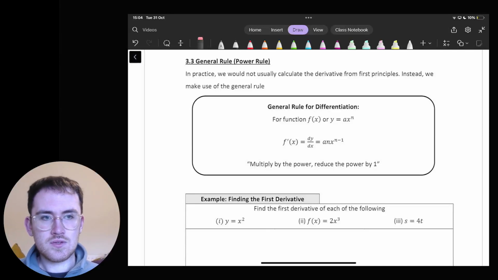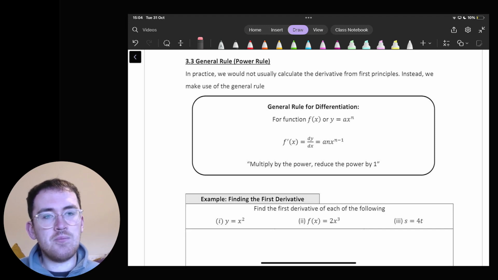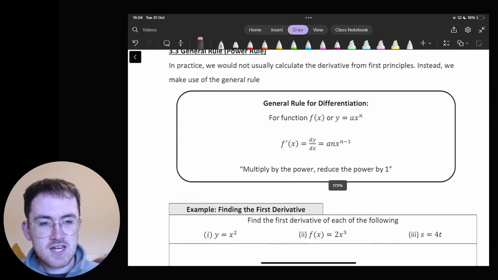Okay, we're going to run through this one fairly quickly because there's not an awful lot to it. We've looked at first principles, and I suppose I've said you have to know how to do it by first principles. It's important that you know how to do it, but it's not how we would really do it. What we will be using is this general rule, or this power rule. And this is kind of how it's laid out here.